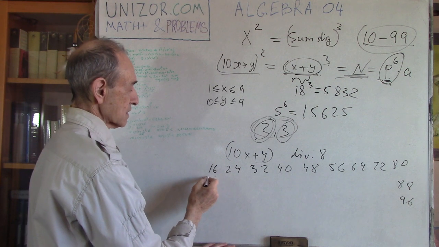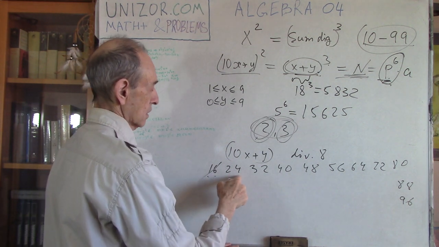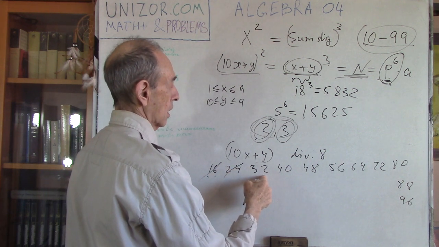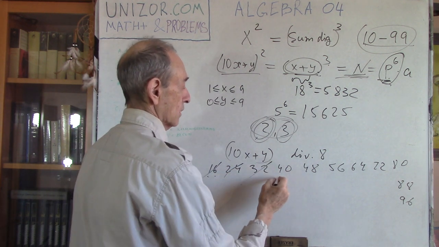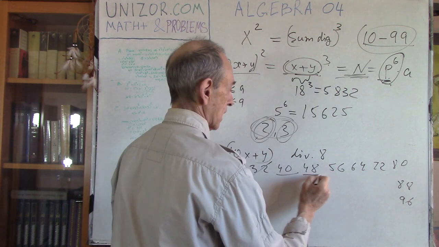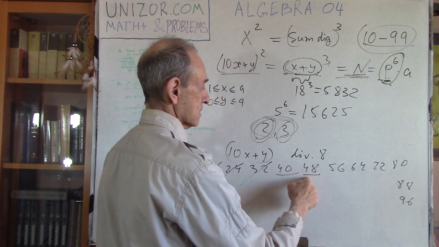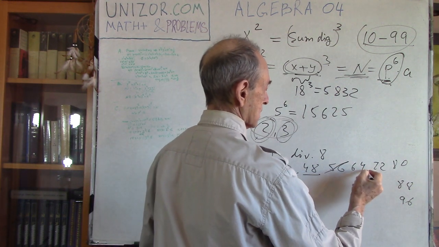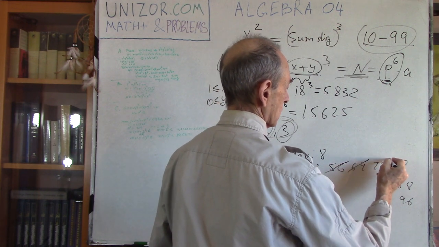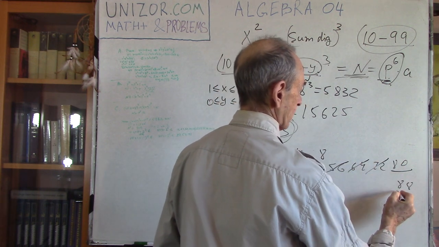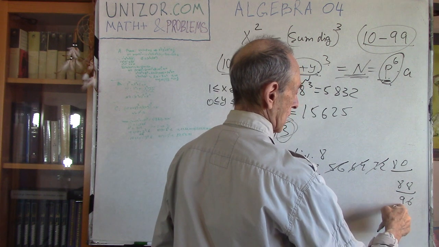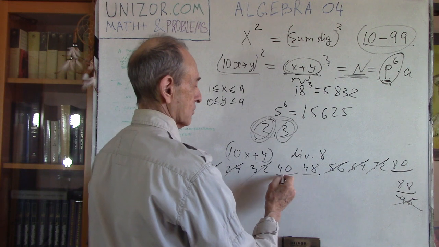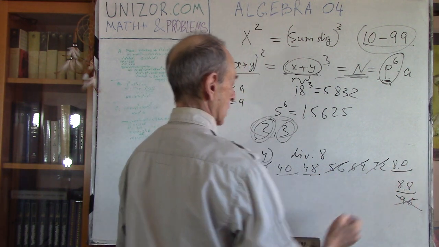Now this sum of digits is 7, doesn't work. 2 plus 4, 6, not divisible by 4. 3 plus 2, 5, not divisible by 4. 40 is divisible, and 48 is divisible. This is 4, and this is 12, sum of these. 56, 11, not good. 6 plus 4, 10, not good. 7 plus 2, 9, not good. 80 is good, 88 is good. And 9 plus 6 is 15, not good. So we have four candidates: 40, 48, 80, and 88.